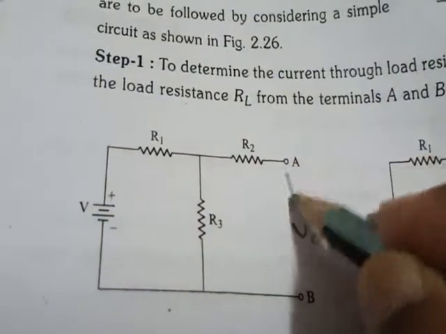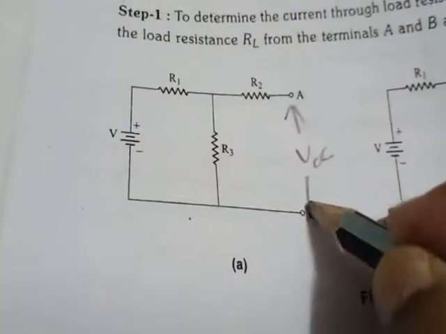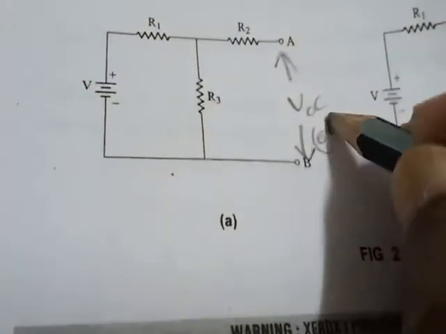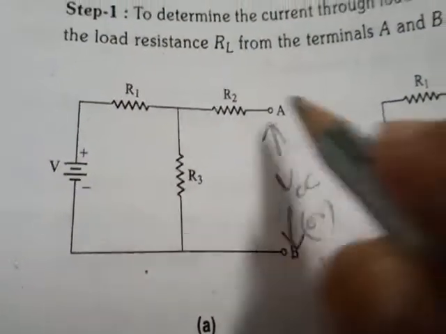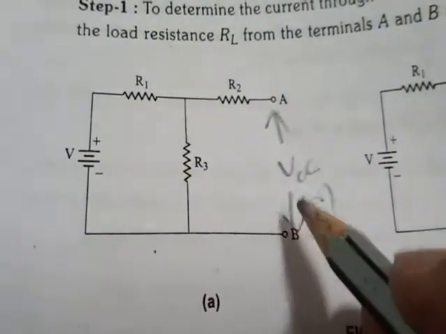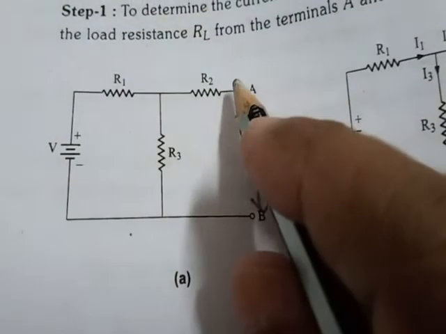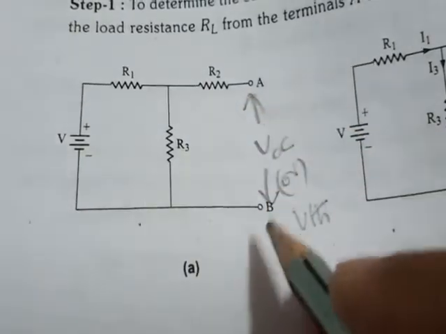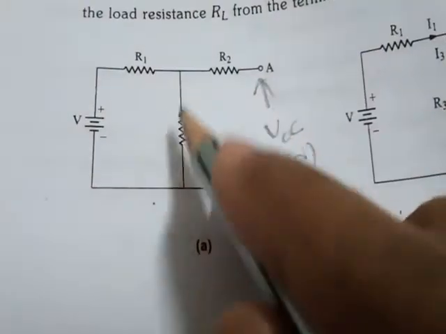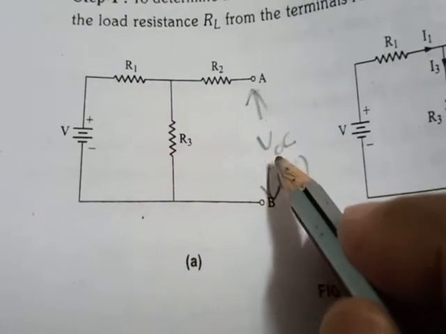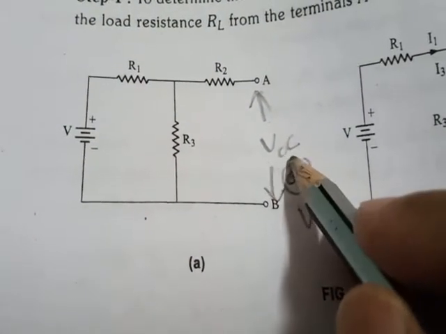The voltage between terminals A and B is nothing but simply VOC, which is also called Thevenin's voltage. So the voltage between terminals A and B is called the open circuit voltage or Thevenin's voltage. Whenever we take a parallel circuit, this A and B is in parallel with the ends of this resistor. So in a parallel circuit the voltage will be the same. So in our first step we need to find Thevenin's voltage or open circuit voltage.